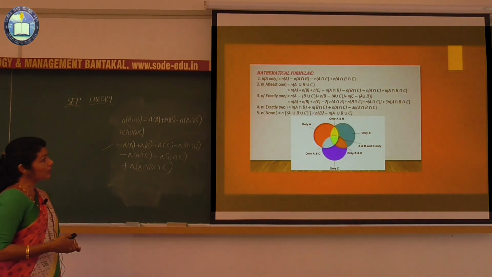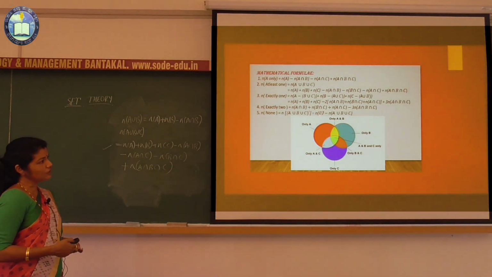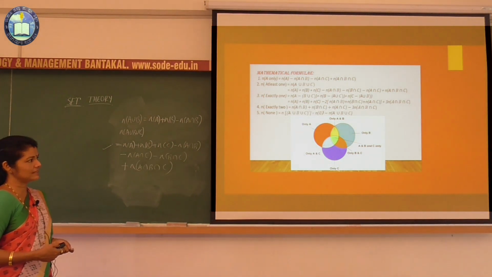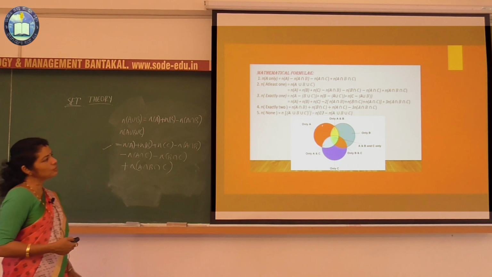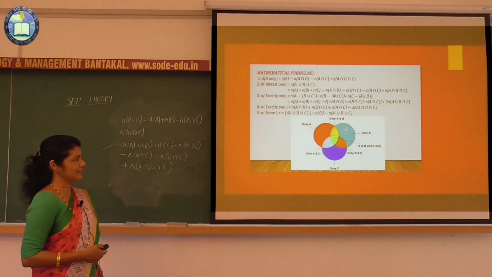Last one, n of none, not belonging to any of this: n of (A union B union C) complemented. From the universal set, that is n of U, you have to subtract the union A union B union C. So the formula is n of U minus n of (A union B union C).